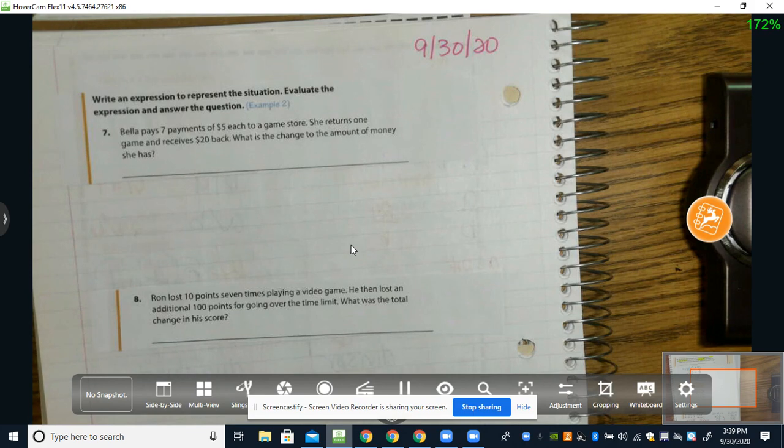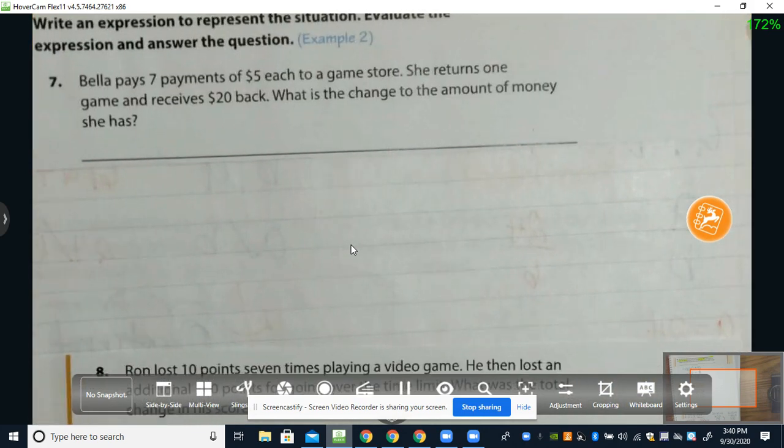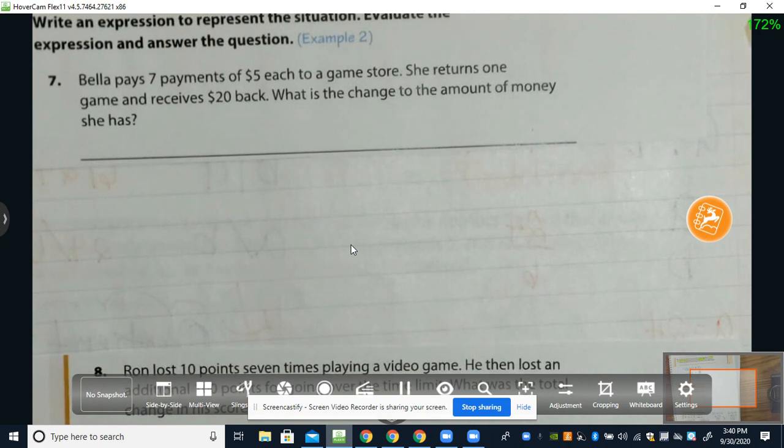I'm going to zoom in and we're going to look at this first word problem here. Bella pays 7 payments of $5 each to a game store. She returns 1 game and receives $20 back. What is the change to the amount of money she has?